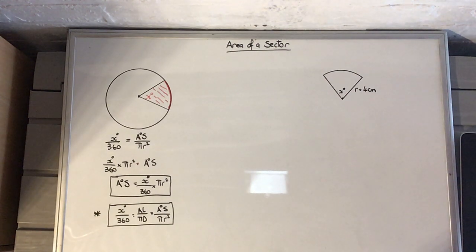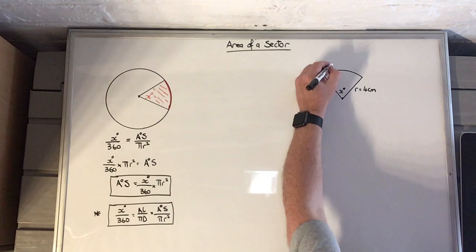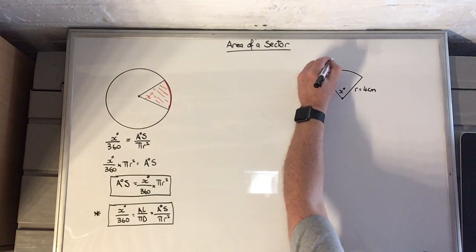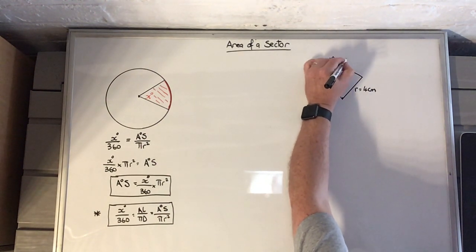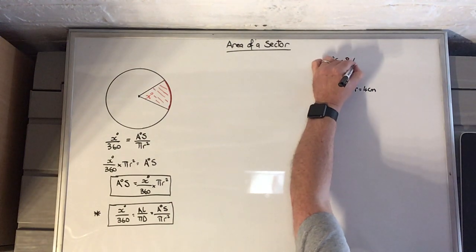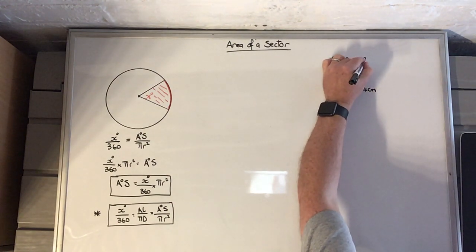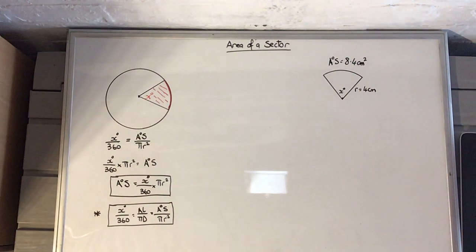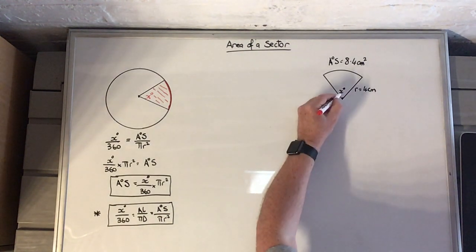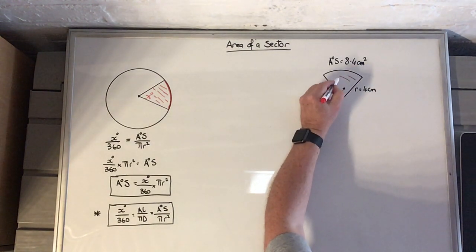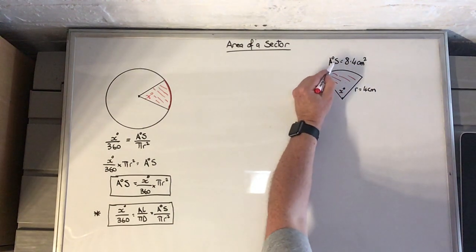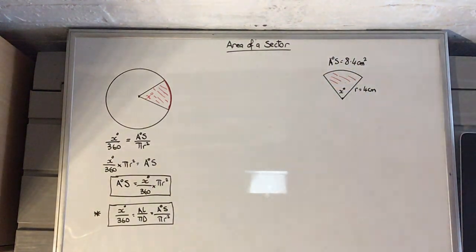Let's make the area 8.4, say. So the area of the sector is equal to 8.4 centimetres squared. So in this question we're given the area, we're given the radius, and we're asked to find out the angle in here. Okay, so we're given this area in here. That's your 8.4 centimetres squared.